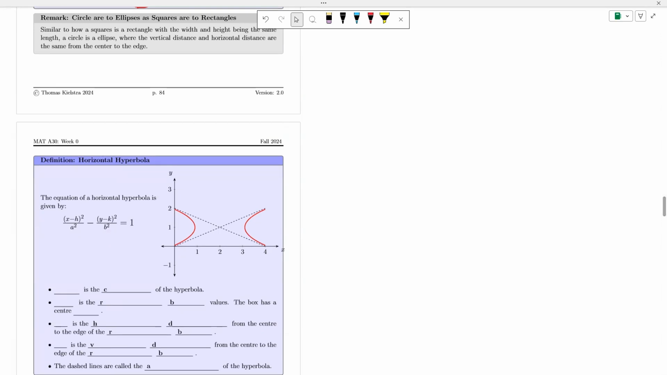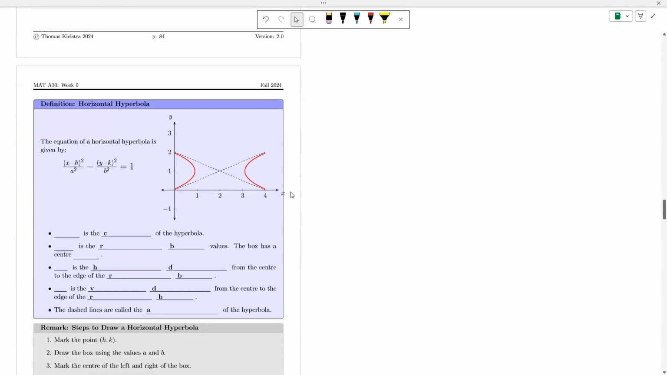Our last conic form is the definition of the horizontal hyperbola. Here, our center point, this is (h, k). That's our center point, and it's the center of the hyperbola. Now, A and B are the reference box values. And the box has a center, (h, k).